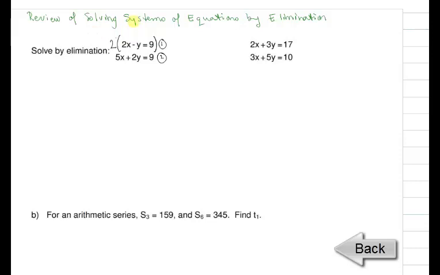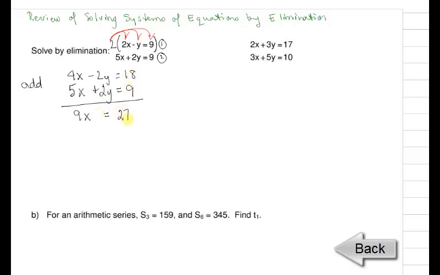All right, so I'm going to distribute my 2 throughout the whole first equation. That's going to give me 4x minus 2y equals 18. Leave my second equation as is. Okay, and as you can see, if I add these 2 equations together, I can eliminate my y. I'm going to go -2y plus 2y. That gives me 0y. Okay, so let's add. 4x plus 5x is 9x. -2y plus 2y is 0. I don't have to write the 0 down. And 18 plus 9 is 27.